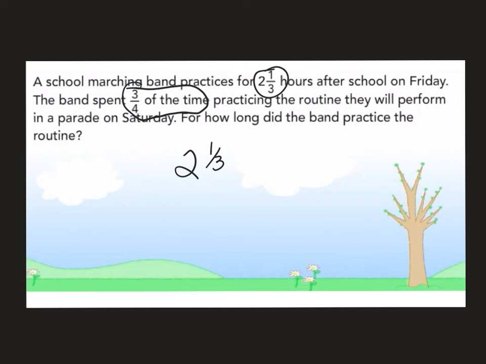So again, we're looking for how much is 3/4 of the time. Well, how much time did they do? 2 1/3 hours. So we're looking for 3/4 of, or times, 2 1/3. Okay, let's do their steps. Let's change our color.